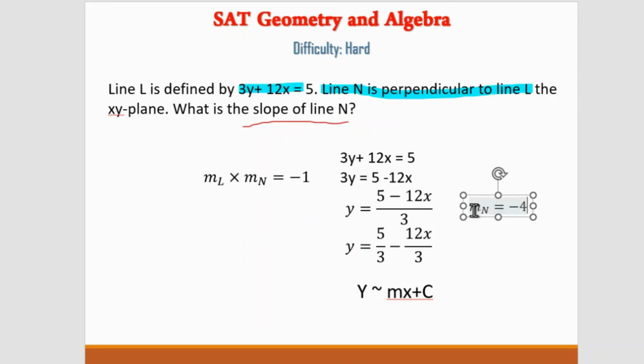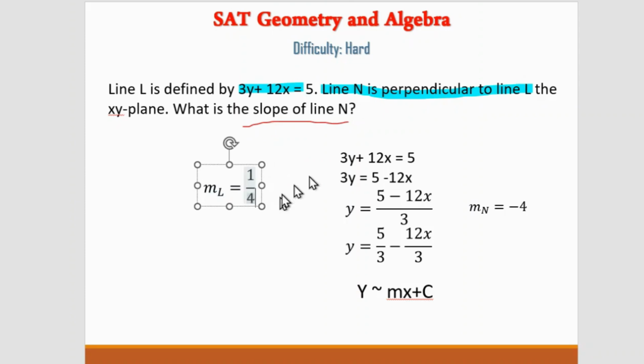So now we have the value of m of n, which means the slope of the linear equation line L. If you substitute this value m of n with negative 4, I'm just adding the parentheses to separate the whole thing. Now all we have to do is divide the whole thing. Take negative 4 to the other side, negative negative plus equals 1 over 4. That's it. So that's our answer.